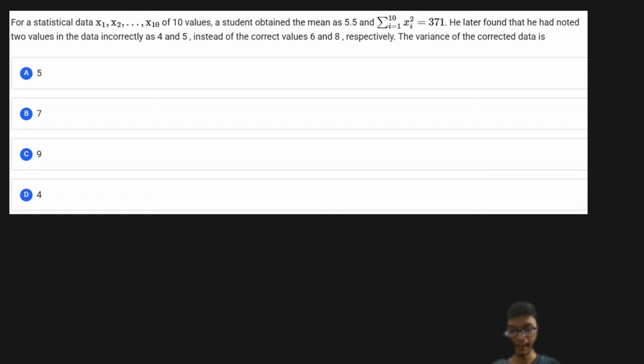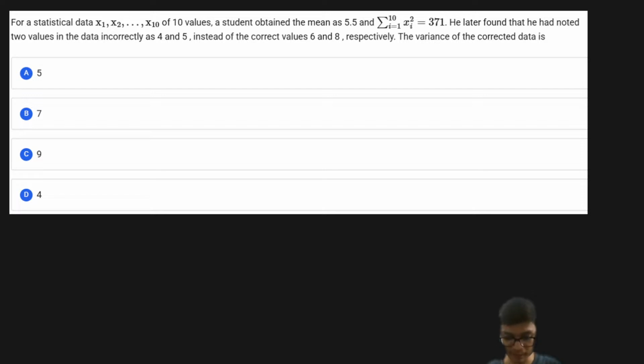The question says that in a statistical analysis of data, we have the data as x1, x2, and so on up to x10. These are the 10 data obtained from some student, where a particular student obtained the mean as 5.5, and it is said that the summation of xi square is equal to 371.